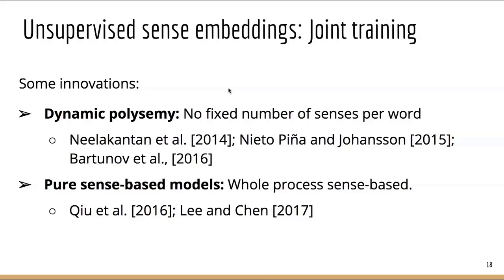And finally, we have another type of model, what we call pure sense-based models. Because before, as I showed you in the figure, you can try to disambiguate one word in context, but you're not going to disambiguate all words in context. So these pure sense-based models, what they do is everything is going to be sense-based. So you are not going to disambiguate only your target word, but all the words in the sentence, or at least all of them that we want to learn as sense representations. And this is what we call pure sense-based models.